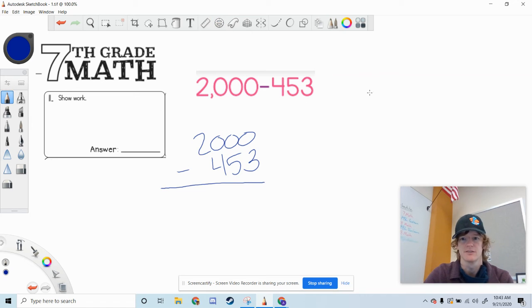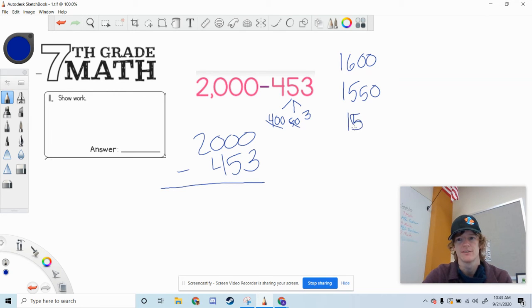I want to break this down, and I want to kind of solve this in my head. I want to break this down to 450 and 3. I know that 2,000 minus 400 puts us at 1,600. And then if I subtract another 50, that puts me at 1,550. And then if I subtract 3, that puts me at 1,547. So that's how I would do this personally.